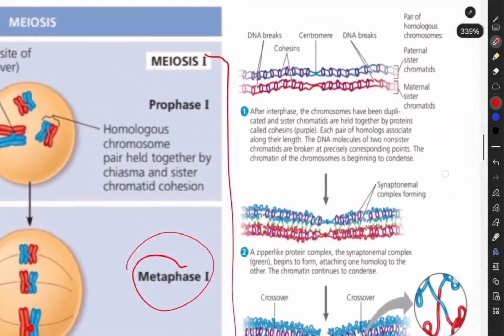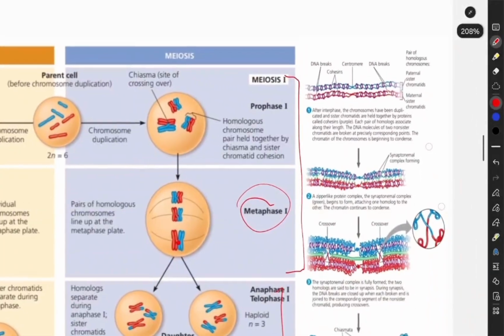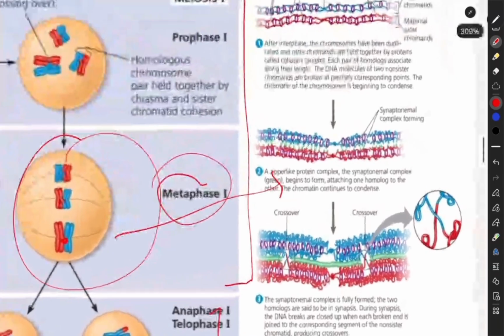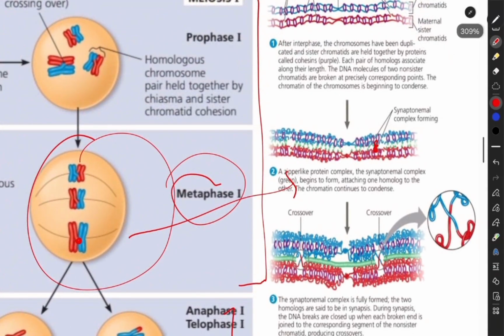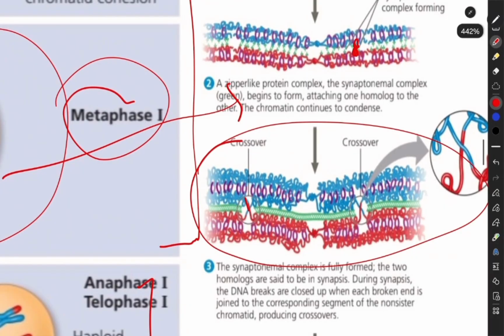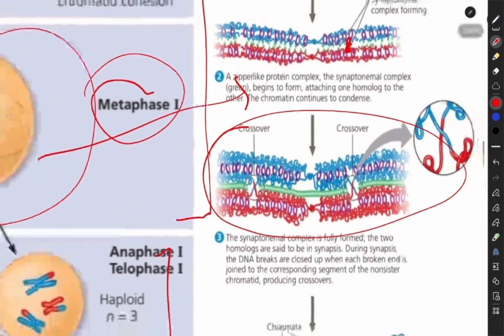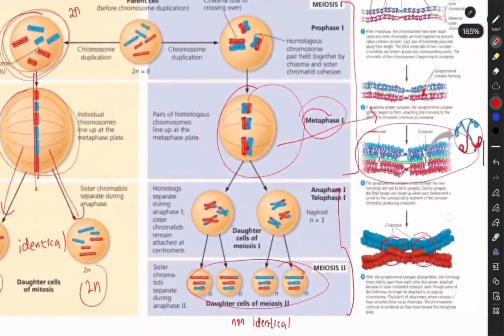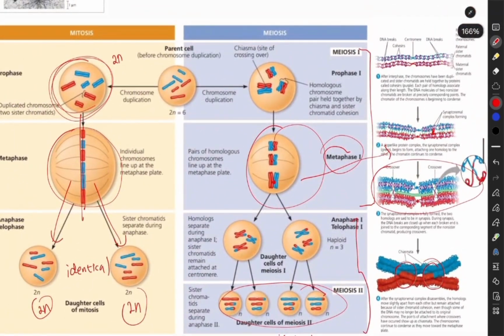In this stage there is a protein called cohesin that connects them, and it allows crossover to occur, and so they form this chiasmata, and that's why the cell can form crossover.